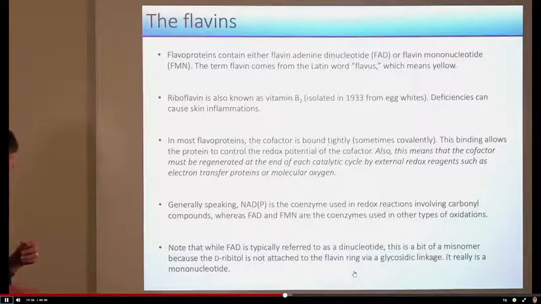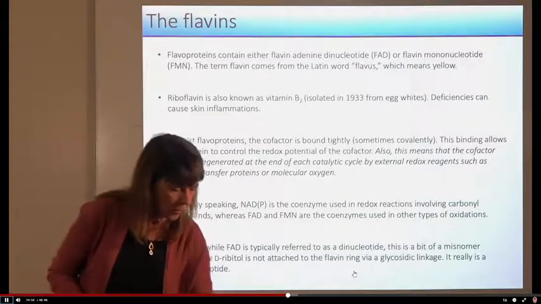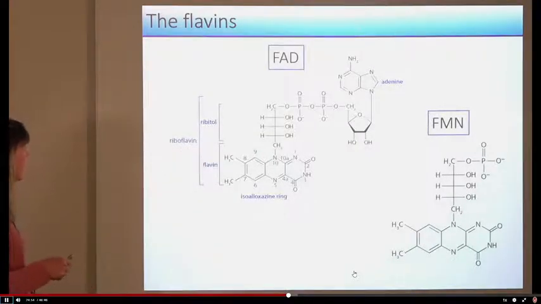Now, the term FAD is typically referred to as a dinucleotide, flavin adenine dinucleotide. It's a misnomer because the D-ribitol, which I'll show you, is not attached to the flavin ring by a glycosidic linkage. It's really a mononucleotide. So here's the structure of FAD and FMN. This is the business end of the molecule. That's the flavin part, right there.